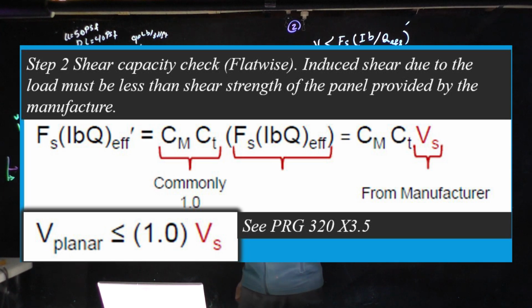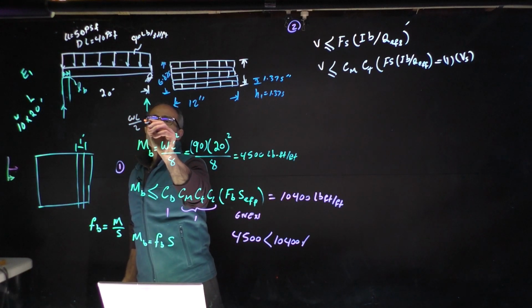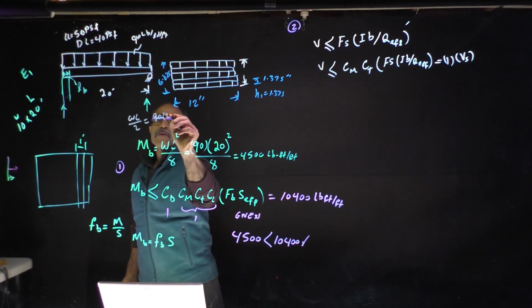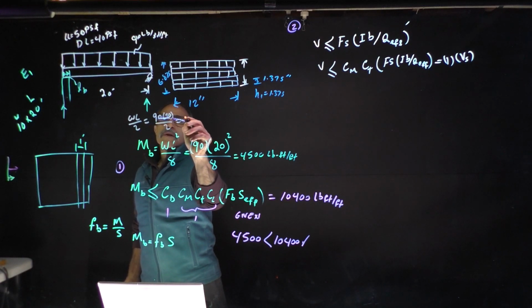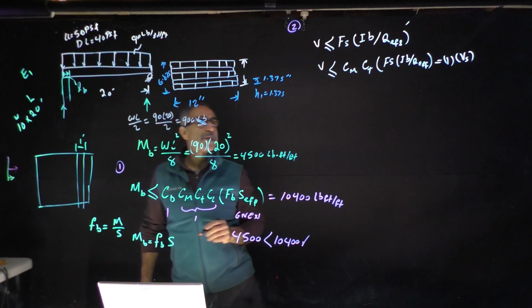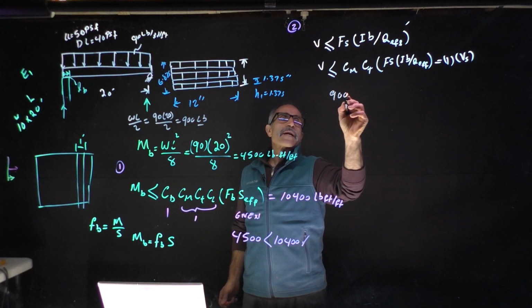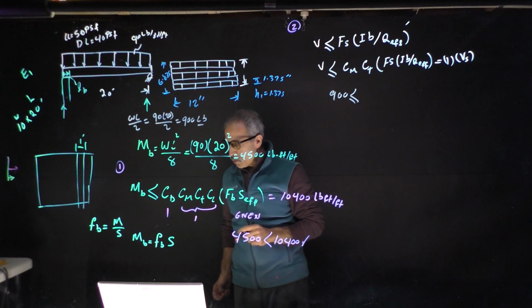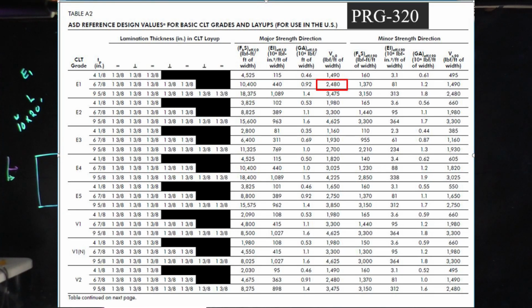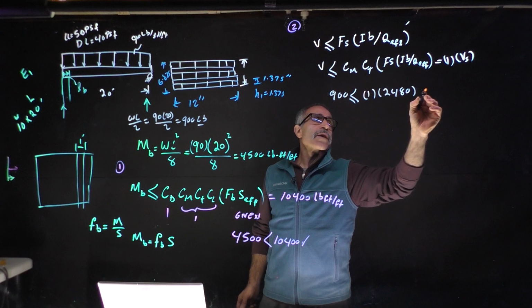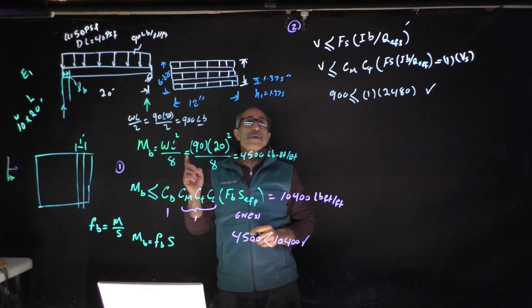Okay, so our shear comes out to WL divided by 2 right here, which comes out to 90 times 20, then divide by 2, that's equal to 900 pound. So that's our shear, and 900 is less than, if we go to table A2 from the PRG 320, VS is equal to 2480. So this is less than 1 times 2480, and that checks out, so our shear checks out. So that was step 2.